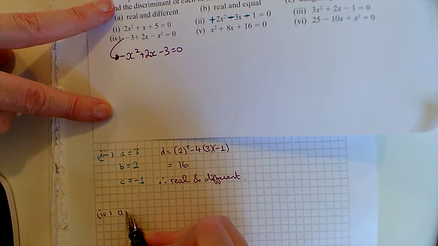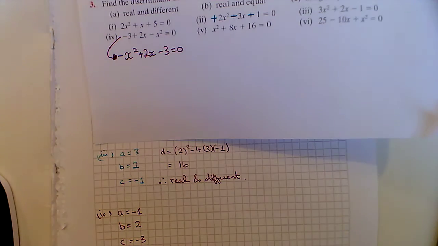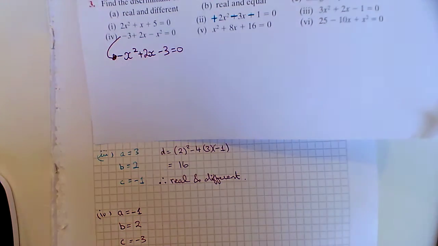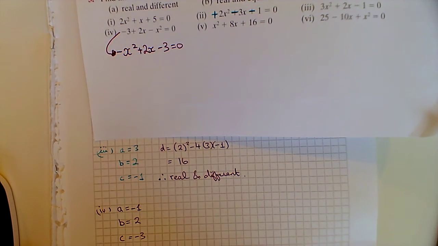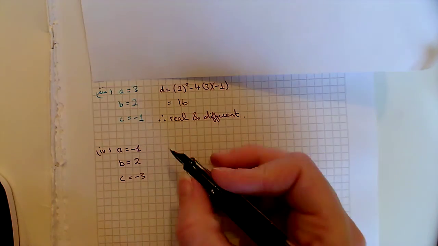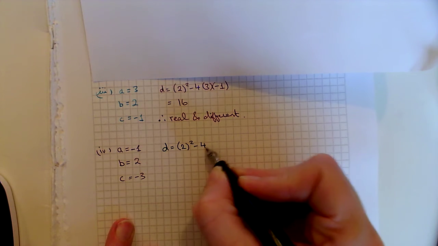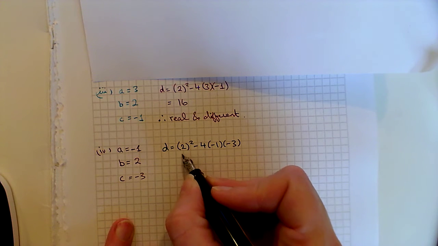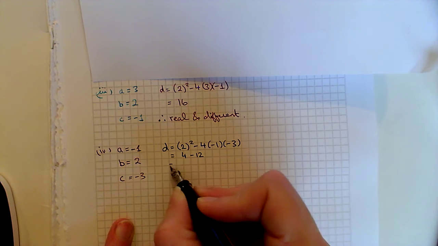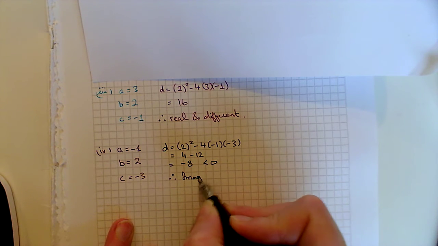But in this case, A is minus 1, B is 2, and C is minus 3. I'm not going to change the signs this time because I've already shown you that we get the same answer whether we change all the signs or not. So A doesn't have to be positive for the minus B formula to work. And D is going to be B squared minus 4AC. And that gives us 4 minus 12, which is minus 8. It's less than 0, so therefore we have imaginary roots.